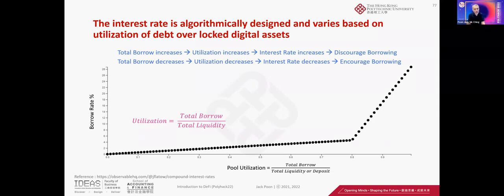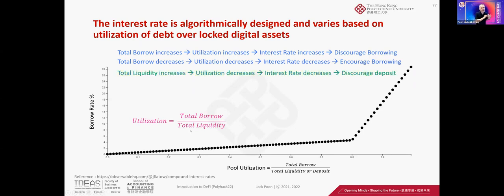So let's look at the other component, the deposit. That's the total liquidity. If there are a lot of people putting money in the bank, the utilization will move down, because liquidity becomes large and utilization becomes small. And as such, when the utilization moves down, you can see that the interest rate actually decreases. When the interest rate decreases, it essentially discourages people from depositing, such that the increase of liquidity will slow down.